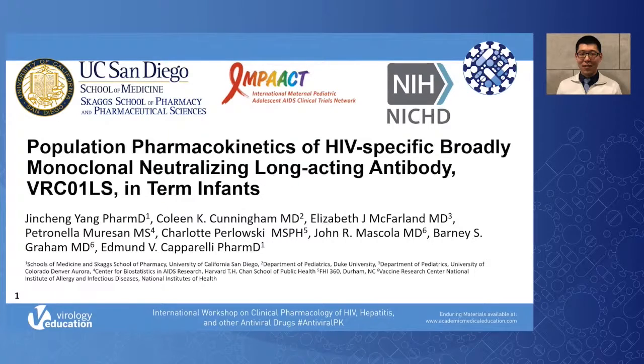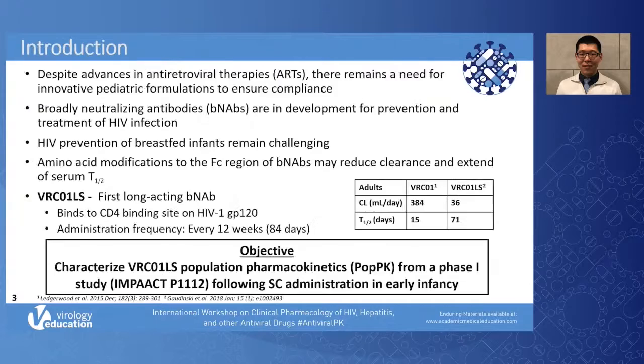The title of the presentation is Population Pharmacokinetics of HIV-specific broadly neutralizing monoclonal long-acting antibody VRC01LS in term infants. I have nothing to disclose.